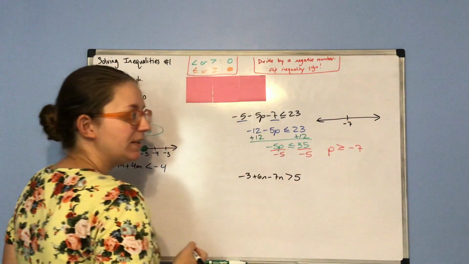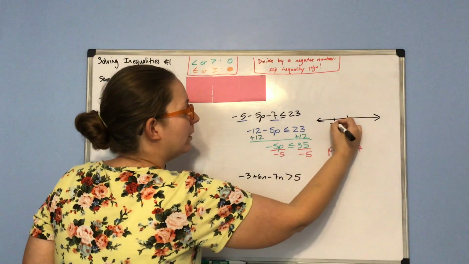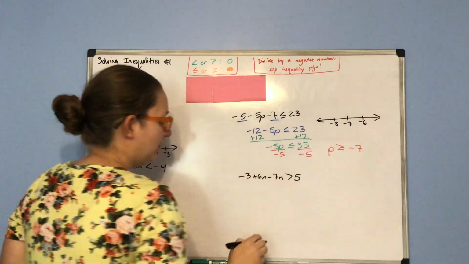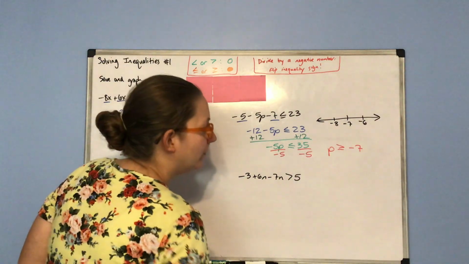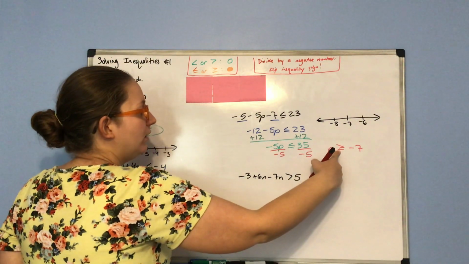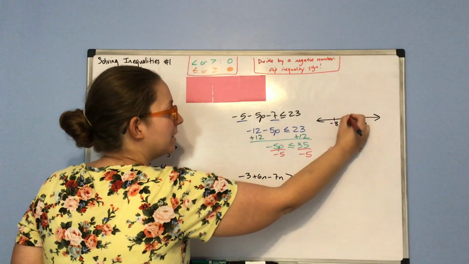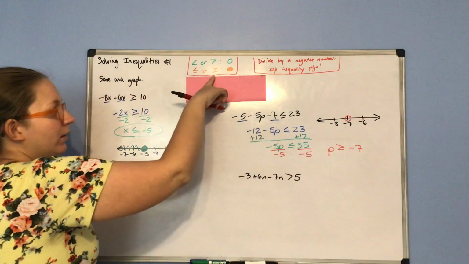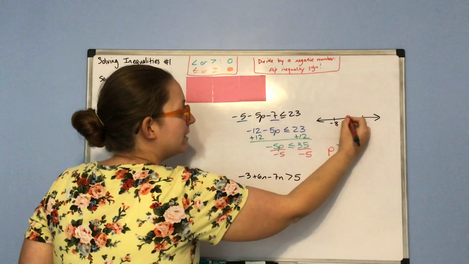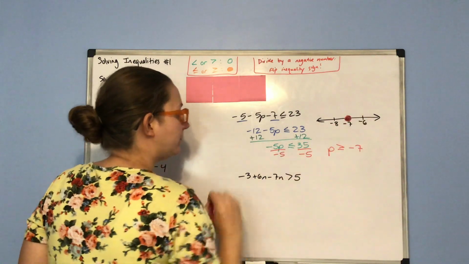So bare minimum, I want to see negative 7 in there. If you want to include some other numbers, you can. You do not need to make a very detailed, very long number line. Since it is a greater than or equal to, first of all, we need to go to negative 7 on our number line. Greater than or equal to, we used a closed circle because negative 7 is included.